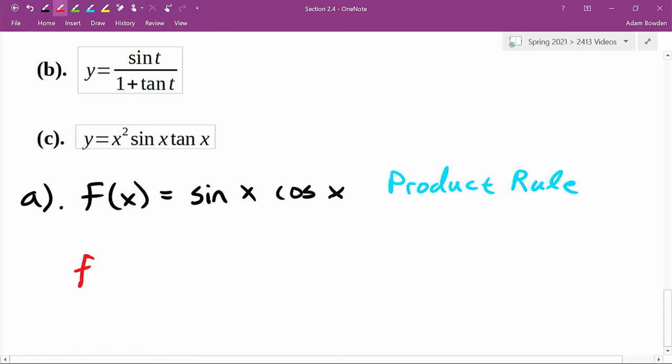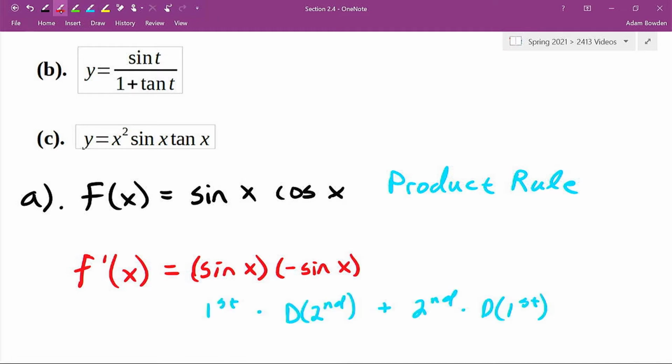So f prime of x is going to go first, which is sine x, times the derivative of the second, cosine x. That's negative sine x. And then from there we have to do the second, which is cosine x, times the derivative of the first. Derivative of sine x is cosine x.